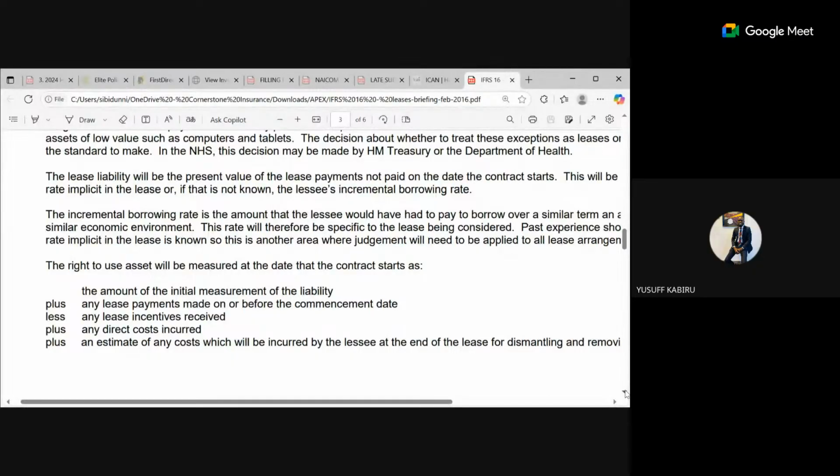The lease liability will be the present value. Please, what they are trying to explain now is very, very important to get to the practical way of applying it. So the lease liability will be the present value of the lease payments not paid on the day the contract starts. This will be the rate implicit in the lease, or if that is not known, the lease's incremental borrowing rate.